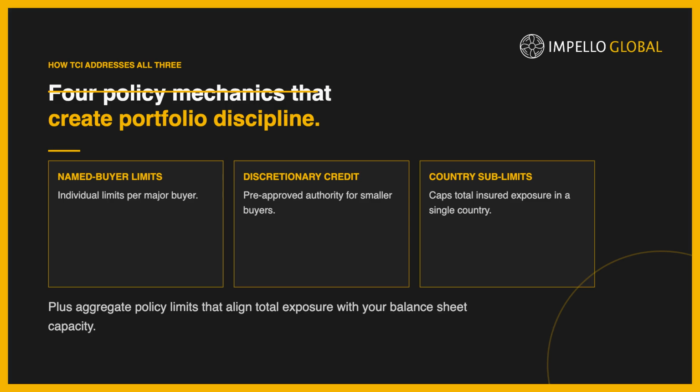Name buyer limits. A multi-buyer TCI policy lists your major buyers individually, each with a specific credit limit. The maximum amount the insurer will cover on that buyer at any time. The insurer's underwriting of each named buyer is a second credit opinion you did not have before, and the named buyer limit creates a natural ceiling on your concentration in any single relationship.